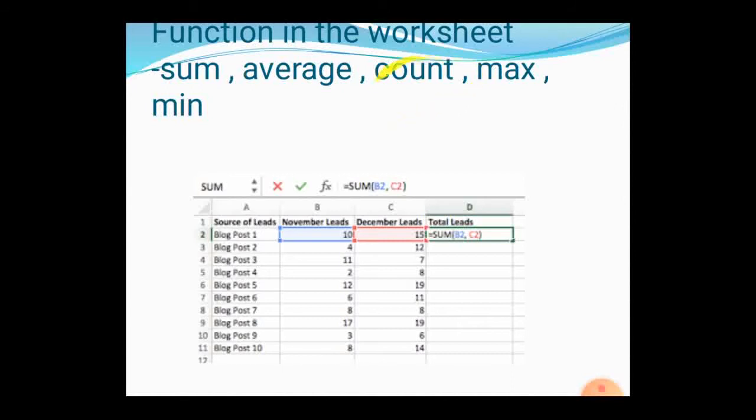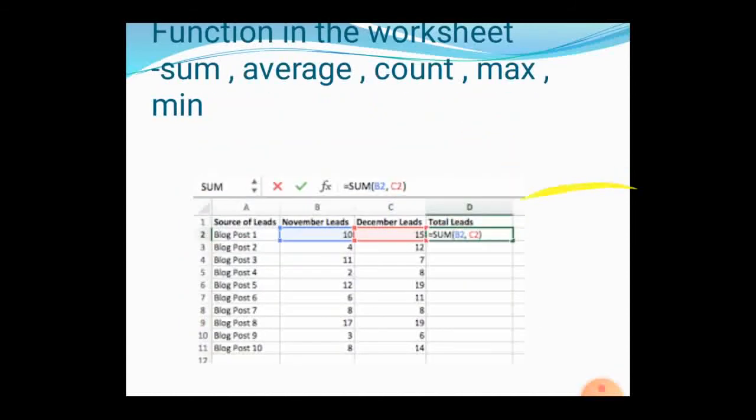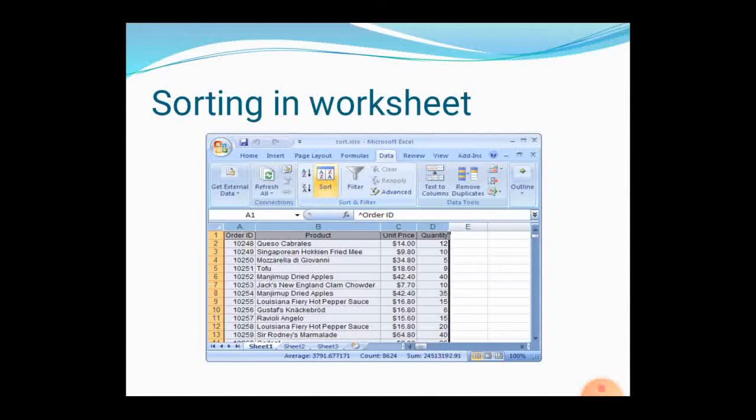Similarly, we can find the average of its values. We can count the number of elements in the cells. We can find the maximum using the max function, and the minimum using the min function. Okay, next one is sorting in the worksheet.